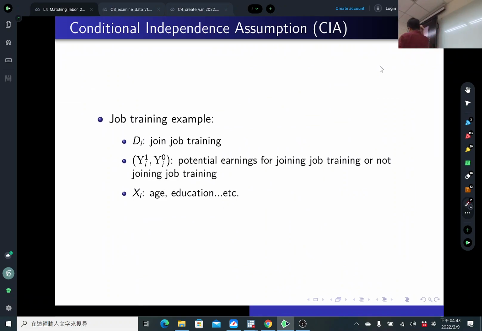In the job training program example, the treatment is joining the job training program or not. Y1 is the potential earnings if you join a job training program, and Y0 is the potential earning if you decide not to join. And X could be some observed characteristics like age or education.